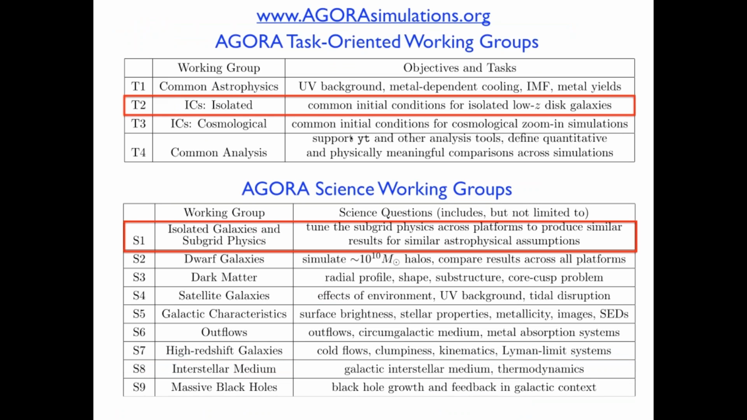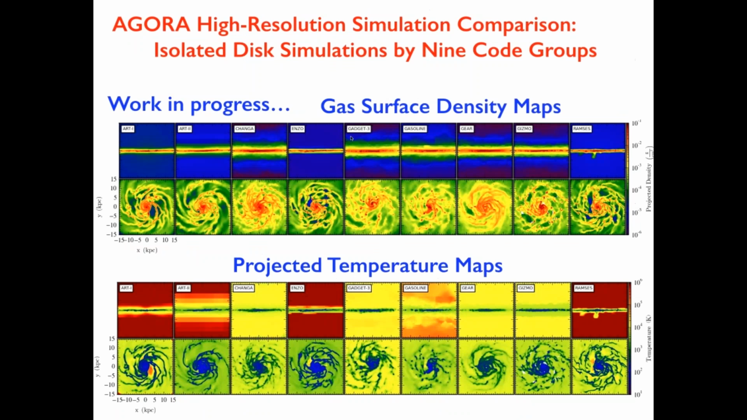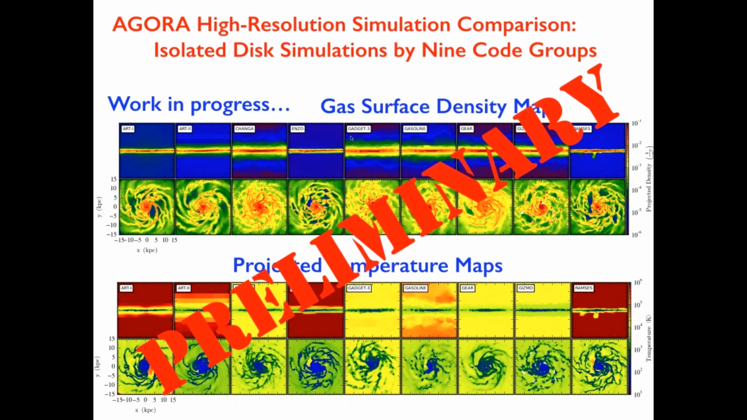So here you're seeing 9 different codes. The gas surface density maps edge on and face on. The projected temperature maps edge on and face on. But I'm not supposed to show you these. And in fact, these are not the latest ones. But we're nearly ready to submit our paper on this. The paper should be out later this summer.